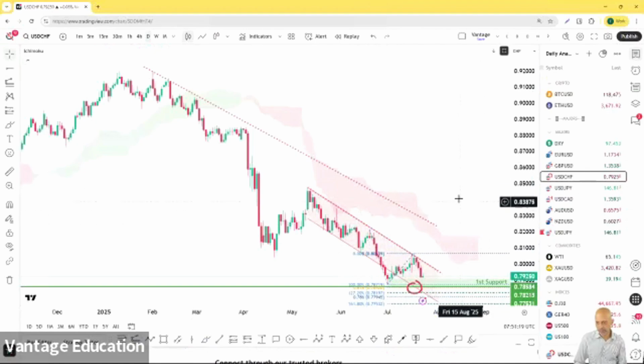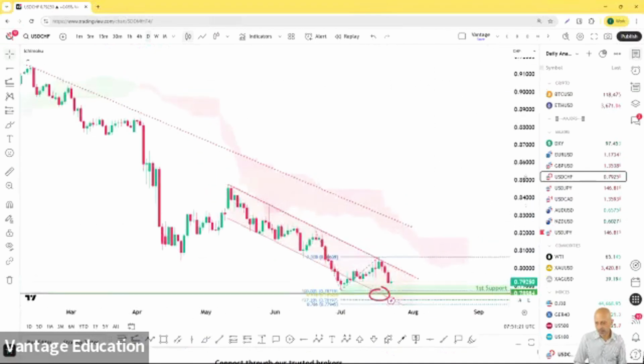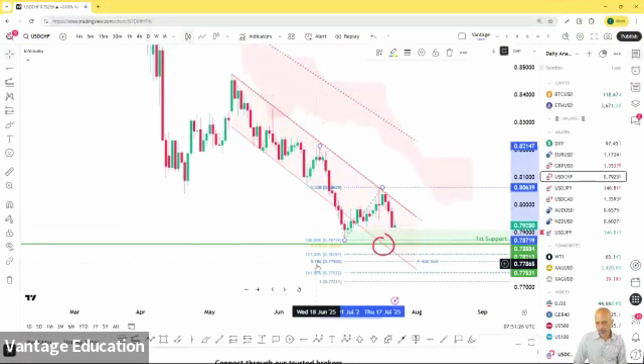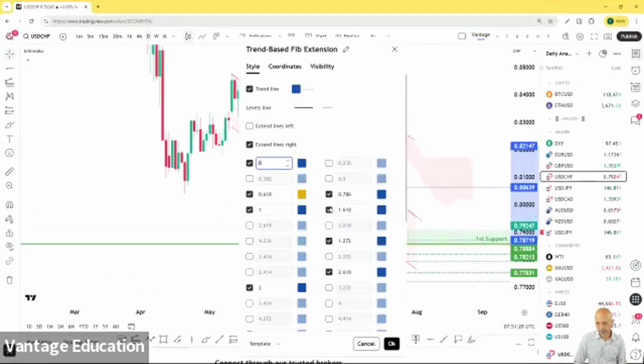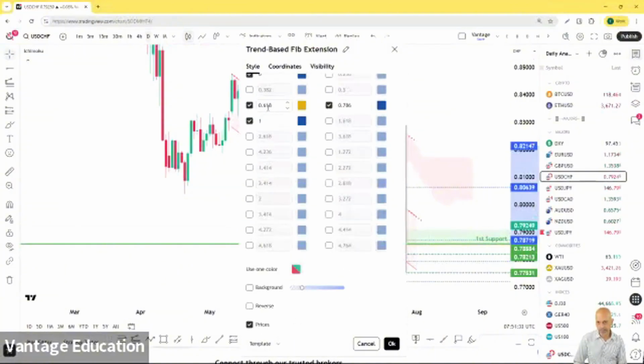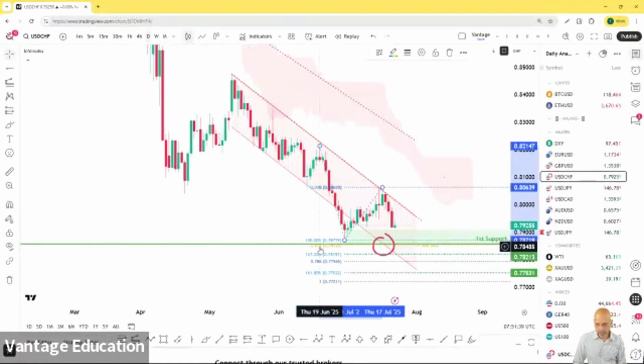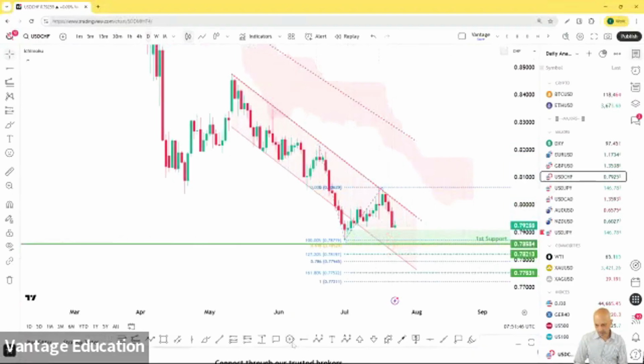And now what we can see here, as we zoom in, are the projection levels. Remember, key projection levels are 61.8%, 78.6%, and 100%. We can see the 61.8% Fibonacci projection aligns very well with the first support, which also intersects with the lower trend line of that downward channel. So a pretty strong support area here.